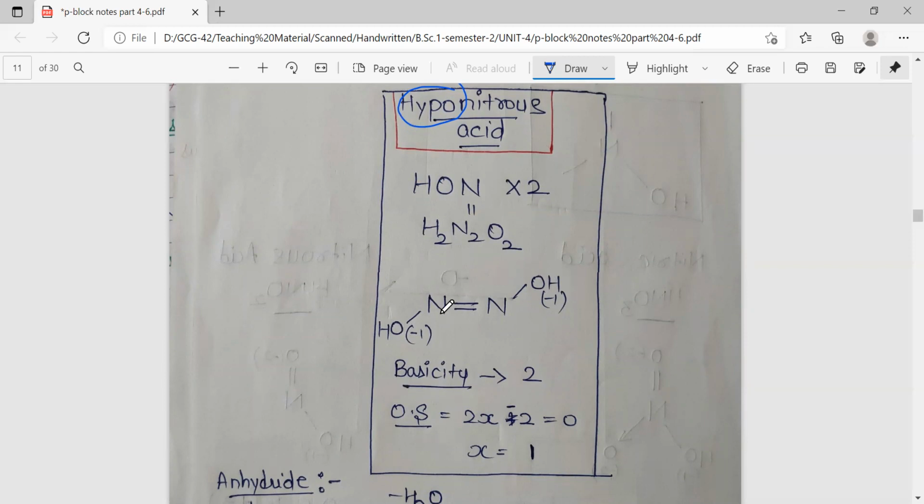Oxidation state for each nitrogen: if this is X, this is also X. So 2X minus 2 is equal to 0 for the whole structure. The whole structure is neutral, so 2X minus 2 is equal to 0. So X is equal to 1. So here nitrogen is in the +1 oxidation state.